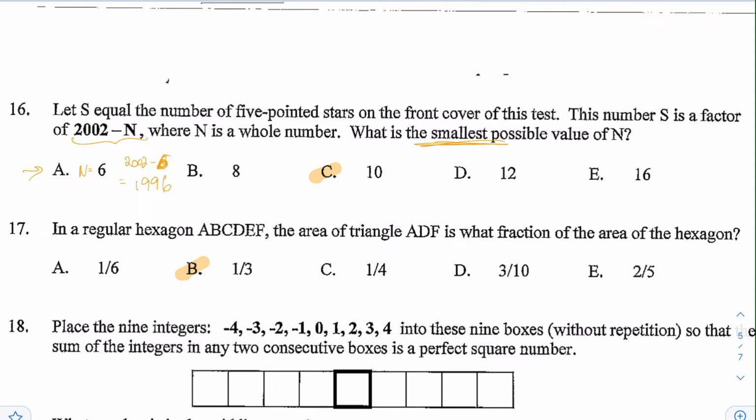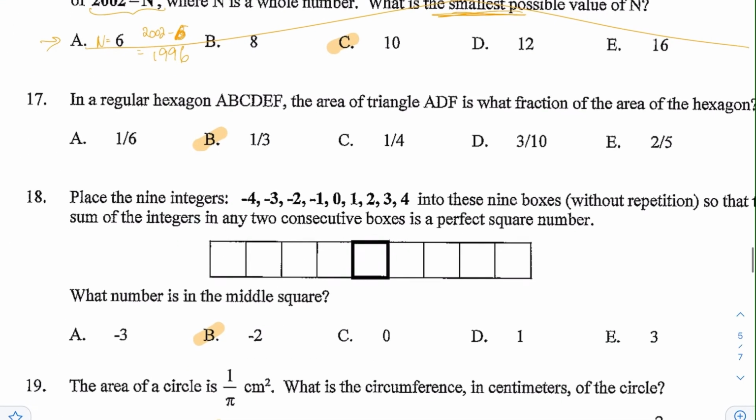So S is equal to the number of 5-pointed stars, and this number is a factor of this number. In this case, you can't actually tell because we don't really know what S is. We don't have the original image, so you can't really do this question. So you want to skip that.